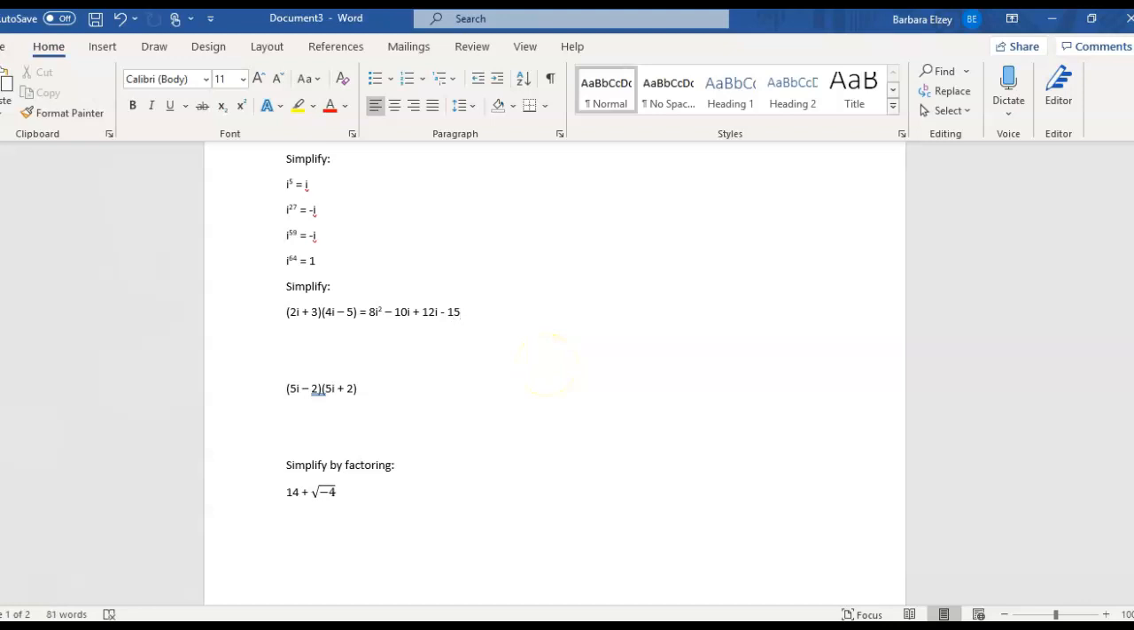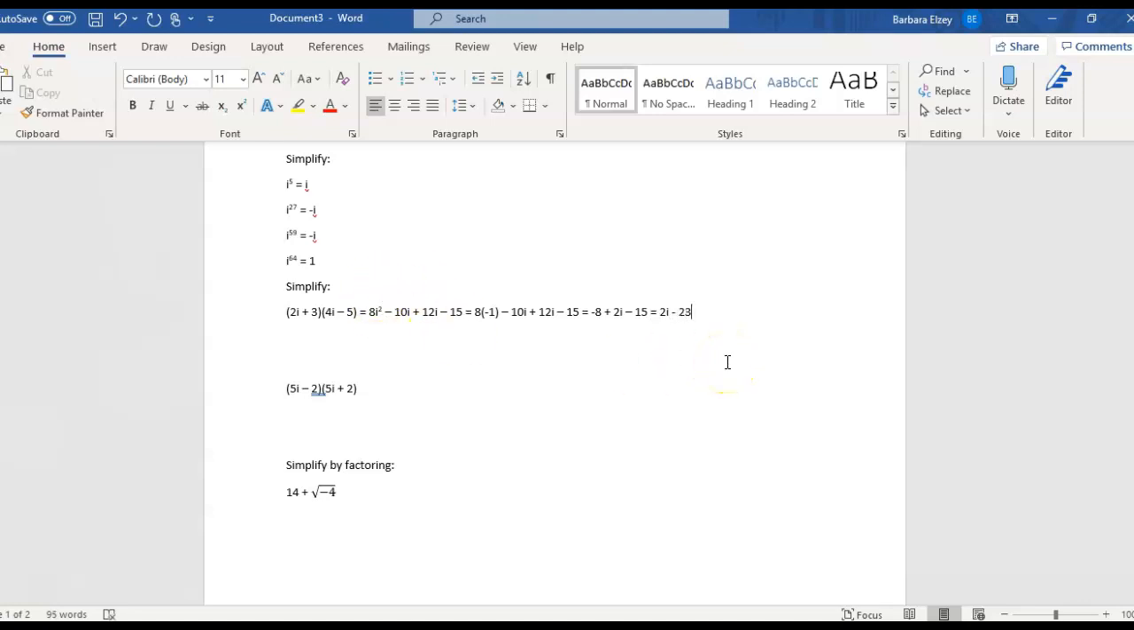Okay, now normally our last thing would be to just add like terms here in the middle, but we have to keep in mind that i squared is actually -1. So if we think of that, we really have 8 times -1 right there, minus the 10i, plus the 12i, minus 15. So really I've got -8. I'll go ahead and add the -10i and the 12i just so I don't have to keep rewriting both of them. It gives me 2i. But I still have to add my -8 to my -15. We end up getting 2i minus 23.